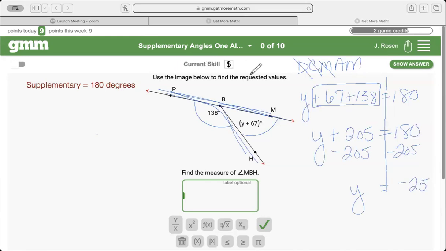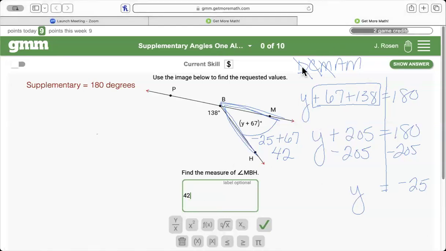It says the image below, find the requested values. So it wants to find the measure of MBH. So we have to go back here and really pay attention to what it wants us to look at. So it wants the measurement of MBH. It wants the measurement of this angle. So that means we're taking this negative 25, substituting it in here. So negative 25 plus 67 is going to get us 42. So our answer is going to be 42.